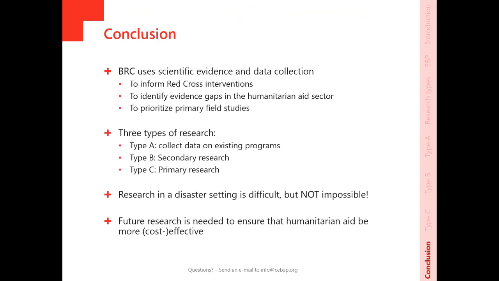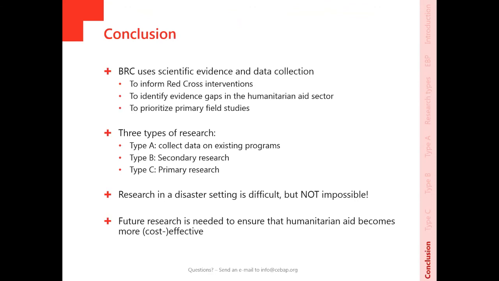To conclude, I hope I have convinced you that Belgian Red Cross uses scientific evidence and data collection to inform its interventions, to identify evidence gaps, and if evidence gaps are identified, to then prioritize primary field studies. There are three types of research that are used. Type A, which involves collecting data on existing projects. Type B, which involves secondary research. And type C, which involves setting up a primary field study with an intervention and a control group.